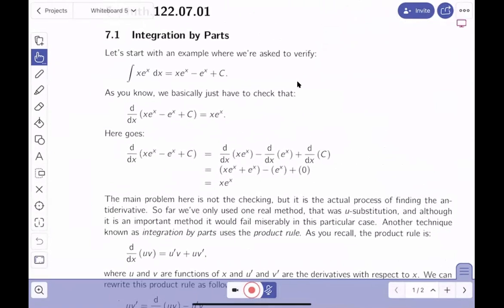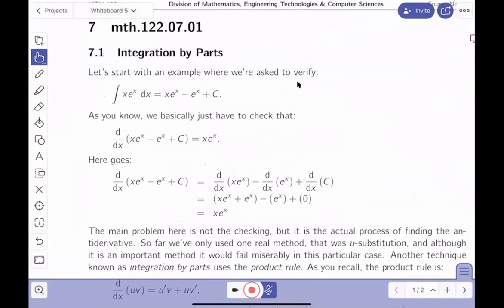All right. So what does it say? Over here, it says, let's start with an example where you're asked to verify. Now, if I were asked to verify this integration over here, the way I would verify it is I would just differentiate the right-hand side and make sure it gave me this back. So I'm going to verify or check this integration. So I write the check down. This is what I would do if I were asked to check this.